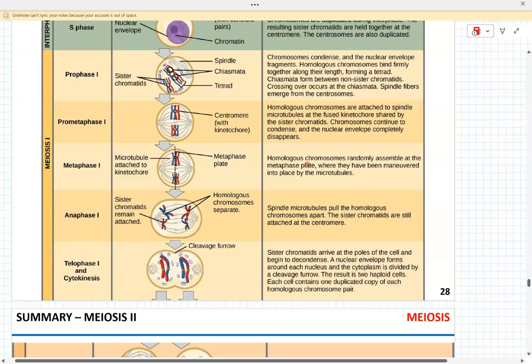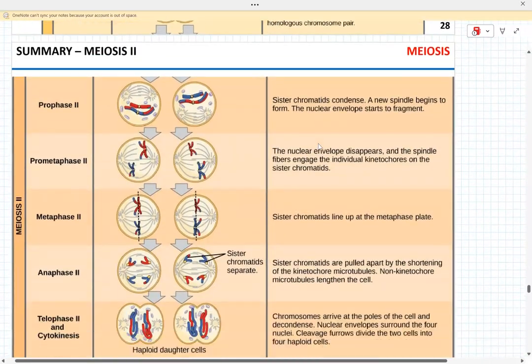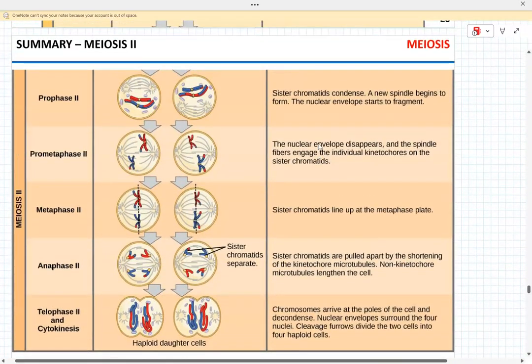So this table provides you with a summary of meiosis 1 and meiosis 2. I have no intention of going over it, but it's a really good summary with illustrations of what happens at each stage.